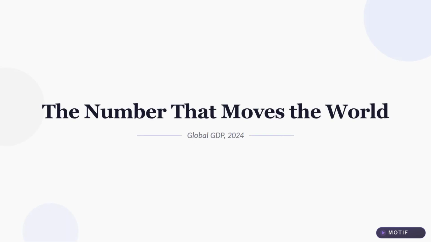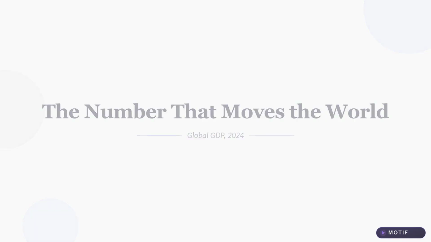Every quarter, governments around the world publish a single number that influences interest rates, stock markets, and policy decisions affecting billions of people. That number is Gross Domestic Product, or GDP. But behind this seemingly simple figure lies a remarkably complex measurement process that most people never see.